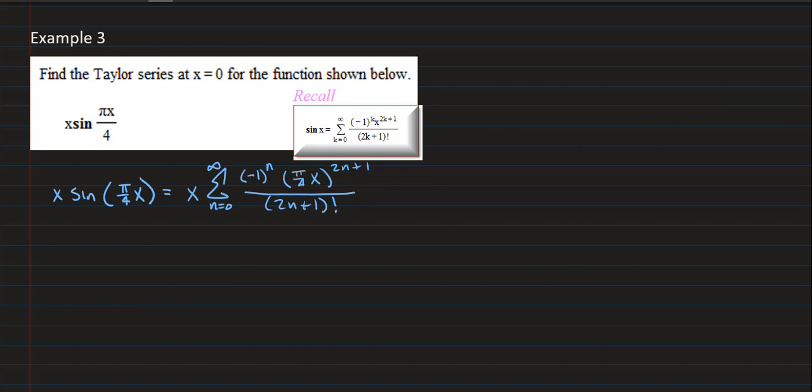Now, can I clean this up? Well, yeah, I can. But what do I need to do first? I've got to take this x and move it inside this argument here. And that's going to allow me to rewrite this as the sum n equals 0 to infinity of negative 1 raised to a power of n. So now what I've got is pi over 4 raised to the 2n plus 1 times x raised to the 2n plus 1 times x, and this is the x that I moved from the outside, divided by 2n plus 1 factorial.